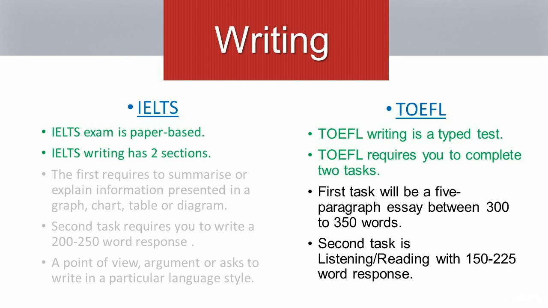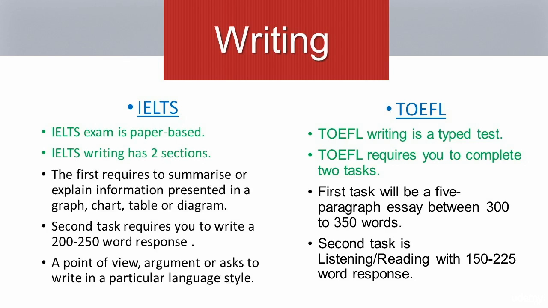The IELTS writing test also has 2 sections, the first of which, however, requires you to summarize or explain information presented in a graph, chart, table, or diagram. In the second, you'll need to write a 200 to 250 word response to a prompt that offers a point of view, argument, or asks you to write in a particular language style.